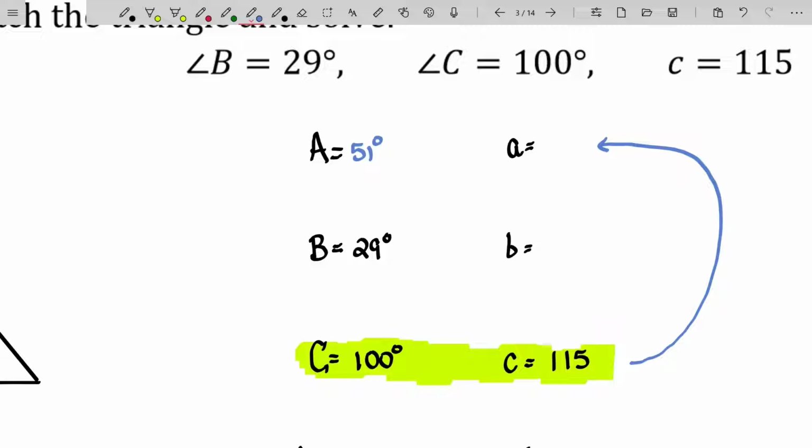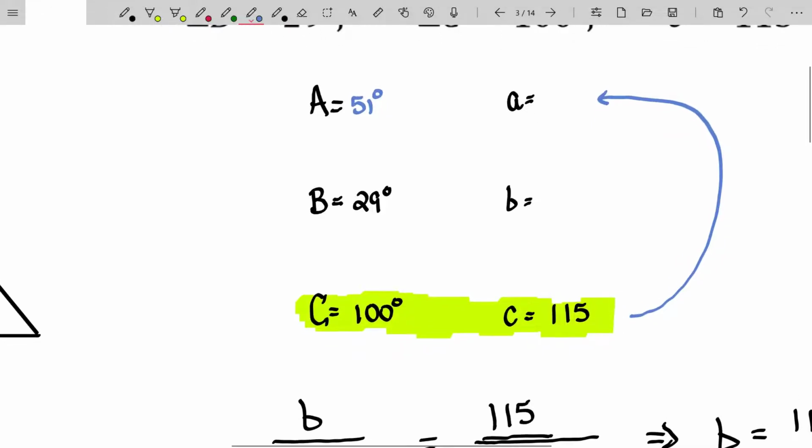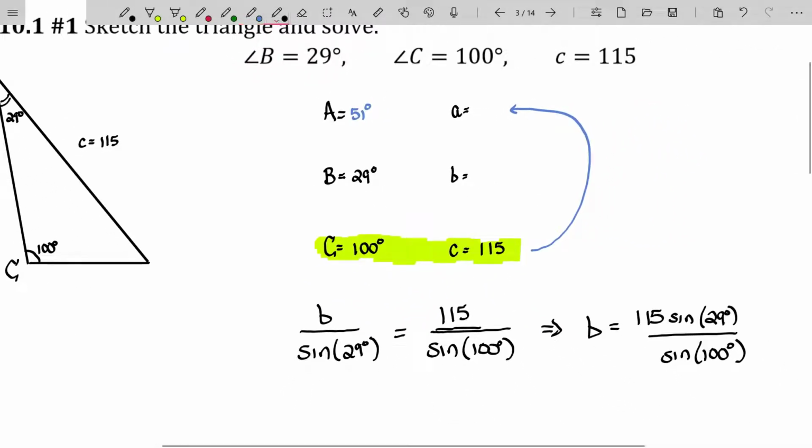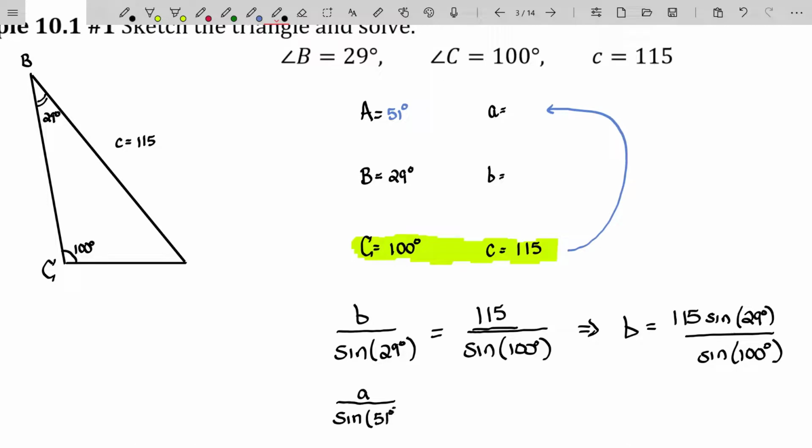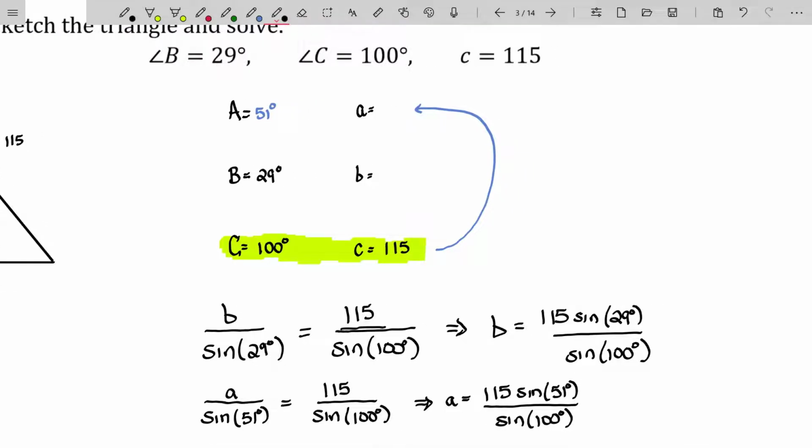Once I have a semi-completed row and a completed row, I can use both of them in concert to complete that last piece of information. So doing that, I could say A is to the sine of its opposite angle, which is 51 degrees, as C, which is 115, is to the sine of its opposite angle, which is 100 degrees. And that will imply that side A is equal to 115 sine of 51 degrees divided by sine of 100 degrees. Notice these two formulas are very close to one another, right? They're very similar looking. And that's what you're going to notice when you work with a lot of law of sines problems.